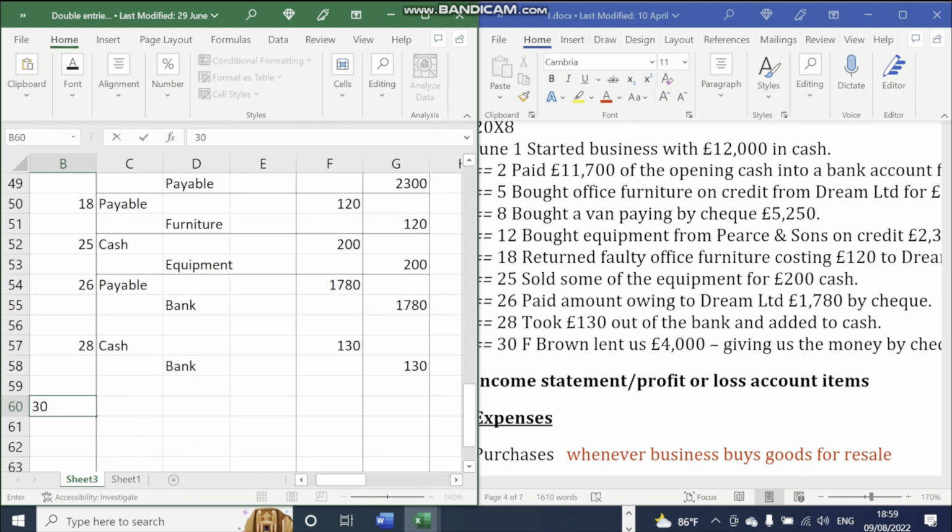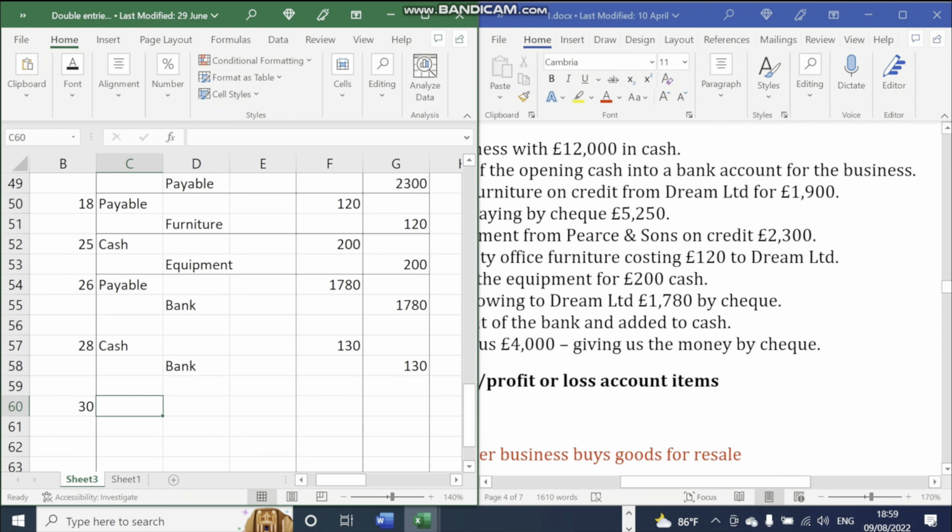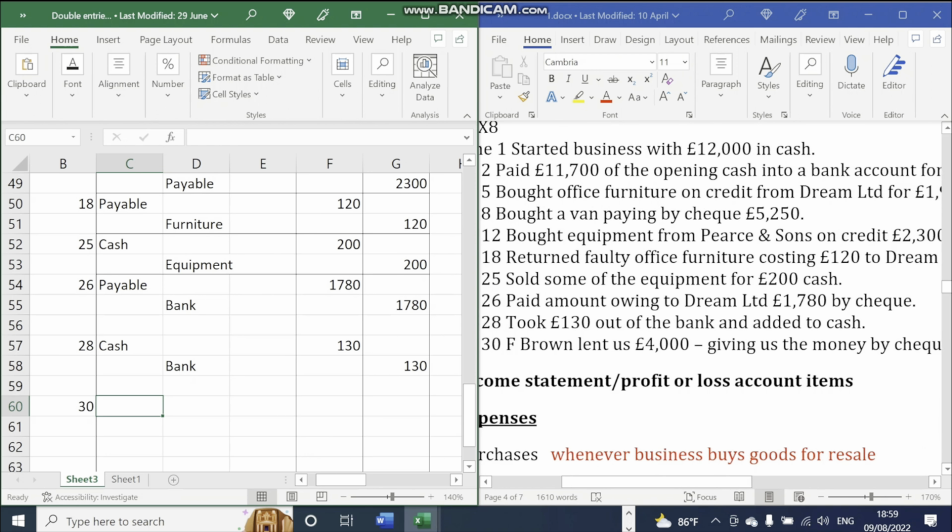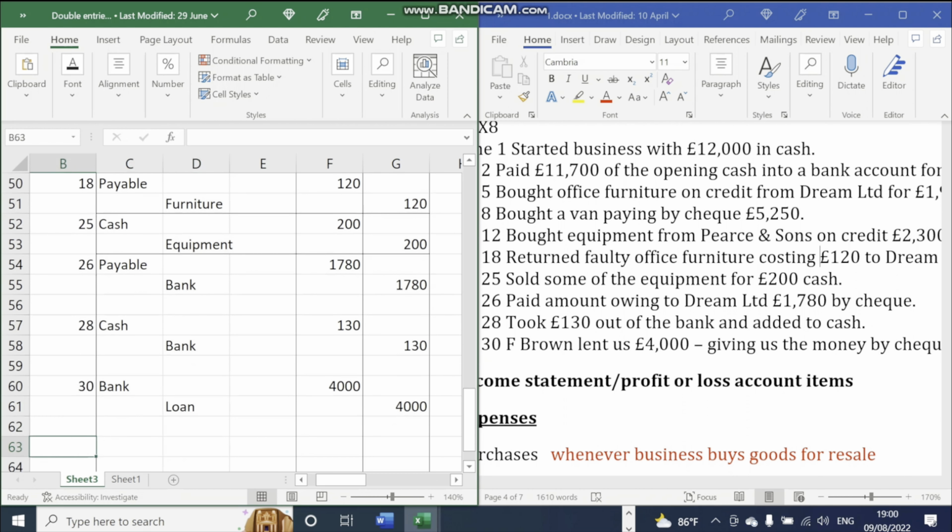Next is 30th. Last transaction. F. Brown lent us £4,000, giving us money by check. So our bank balance is increasing. Bank is an asset, increases debit 4,000. And what to credit? 4,000. Loan. Cash money is loan. Loan is a liability, increases. So liability increases credit. So that's all for today.